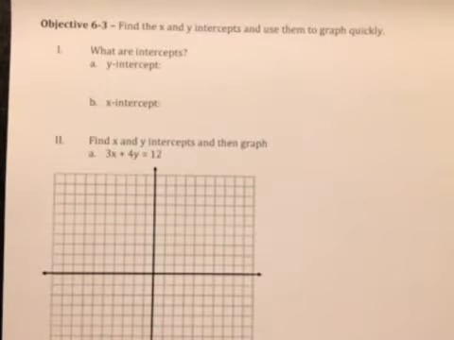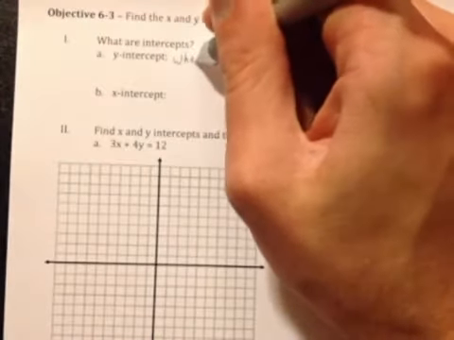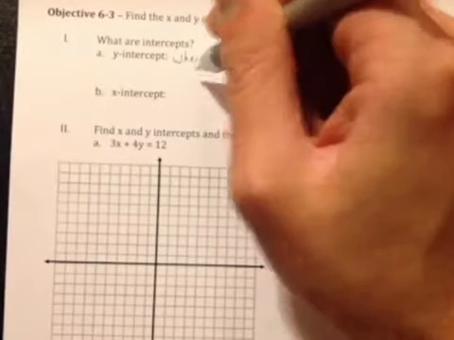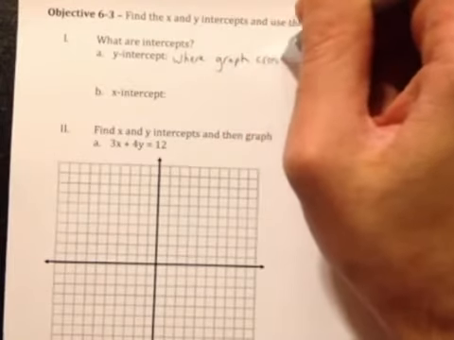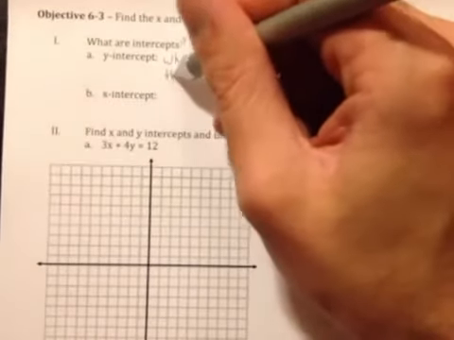Alright, now we're looking at finding x and y intercepts of an equation and using them to graph quickly. So first, what are intercepts? A y-intercept is where a graph, in our case lines, crosses or in any way touches the y-axis.